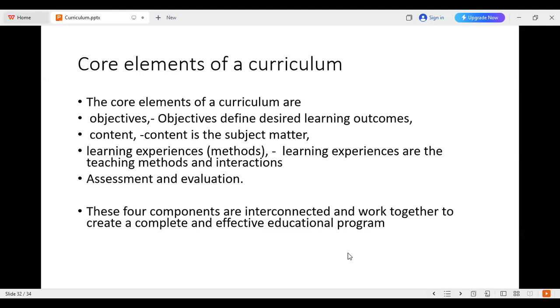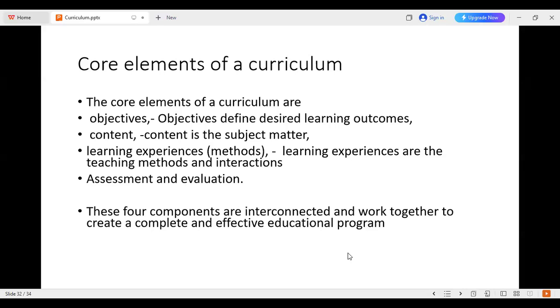Very easily we can understand. Instead of objective, we can say competencies, competency levels, learning outcomes, objectives. Yes, from time to time we change the terms that we use. Content, subject matter, no problem. Continually we use learning experience here, and method.